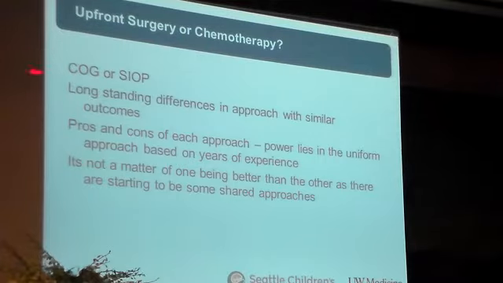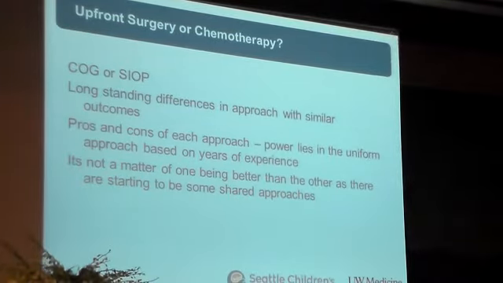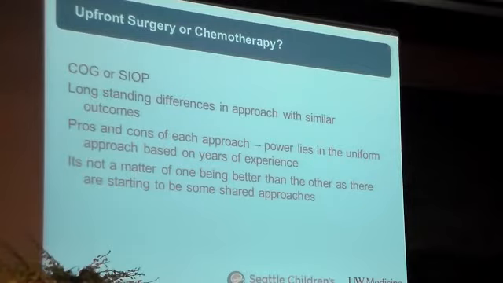The COG, the North American studies, will recommend a radical nephrectomy with lymph node sampling for a tumor like that. It's resectable, so you can take it out. The SIOP protocols will start off with chemotherapy. The advantage of chemotherapy is that you will shrink the tumor and hopefully be able to do either a partial nephrectomy or a better radical nephrectomy without spilling.